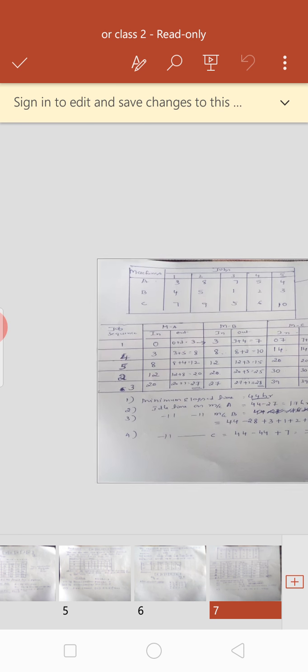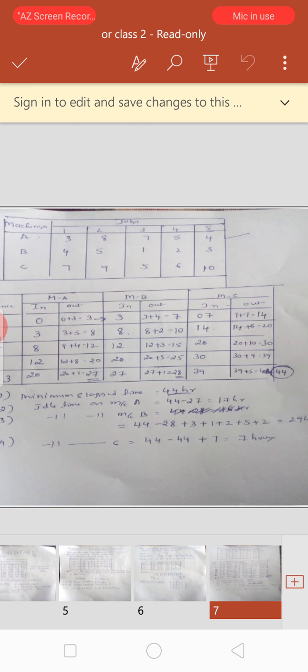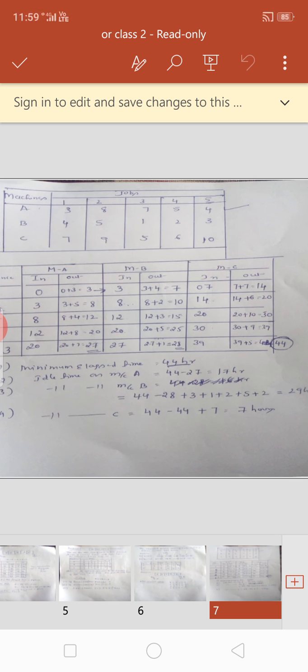Fifth job, again fifth job, how much duration is going to take place? 12 plus 3. Okay, 3 hours it is going to process on B machine. 12 plus 3 is equal to 15 now. Okay, next, after the 15th hour, it is ready for receiving another job.